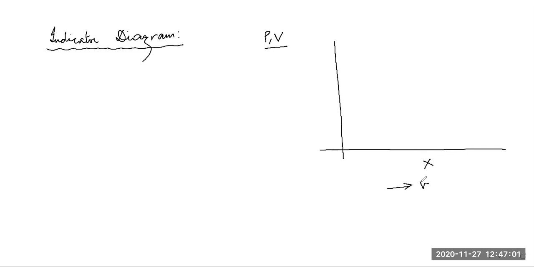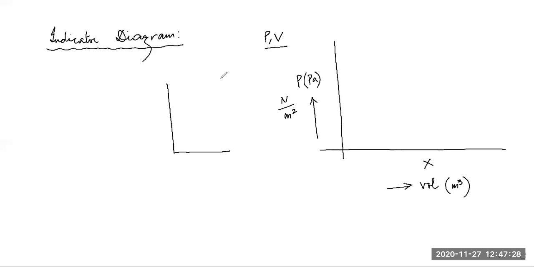Students, we know about thermodynamic variables. Pressure and volume are two important thermodynamic variables. Let's say we take a y-axis and an x-axis. On the x-axis, let's say we take volume in meter cube. On the y-axis, let's say we take pressure P, which we can take in pascals, that is Newton per meter square. All right, students.